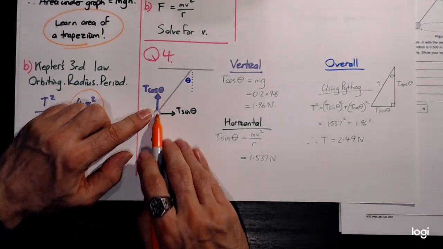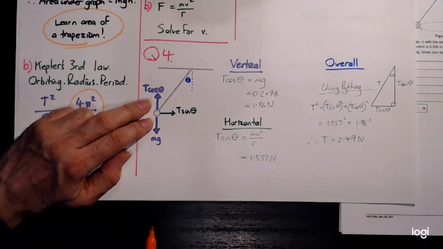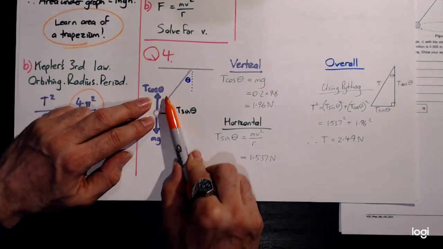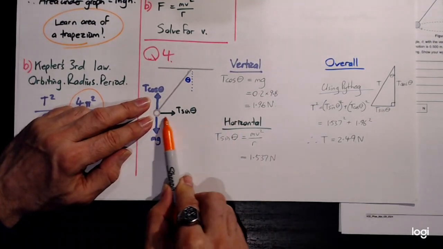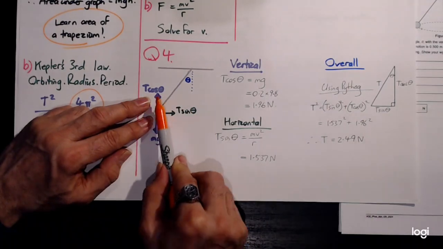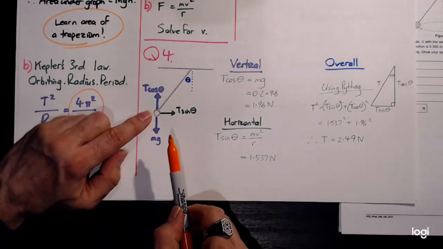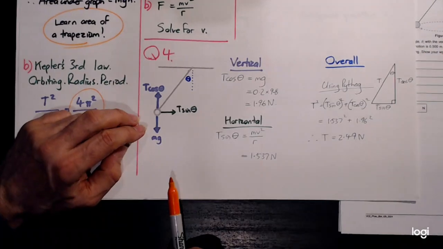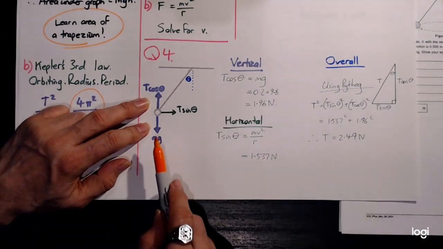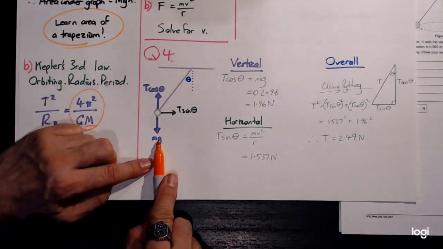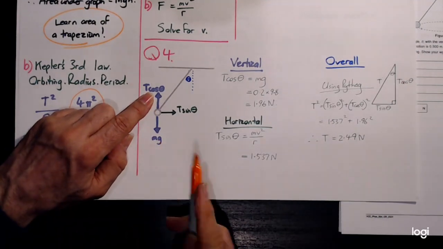Vertically, there are two forces on this, and they're in balance because the ball isn't going up and it isn't going down. It's in a horizontal circle. So it's not accelerating vertically at all. So you know that the two vertical forces on it are equal to each other. They're equal and opposite. And that's mg, that's the mass trying to pull it towards Earth, and that's T cos theta, right?